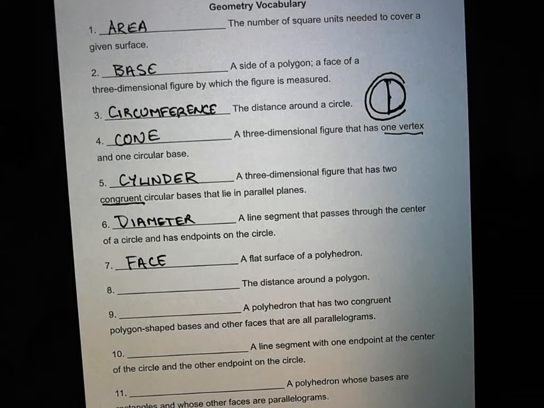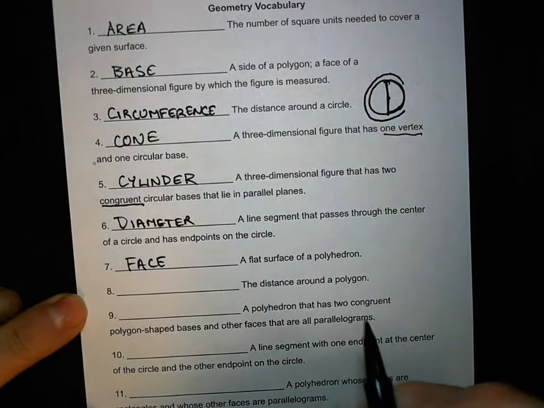What do we call the distance around a polygon? What does the word polygon mean? Somebody hold up your prisms and show us your bases. So a polygon is any shape. The distance around the polygon is called the perimeter.